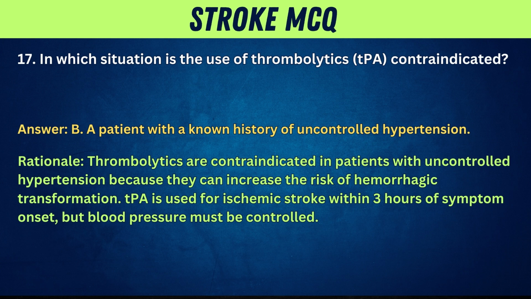Rationale: thrombolytics are contraindicated in patients with uncontrolled hypertension because they can increase the risk of hemorrhagic transformation. TPA is used for ischemic stroke within 3 hours of symptom onset, but blood pressure must be controlled.